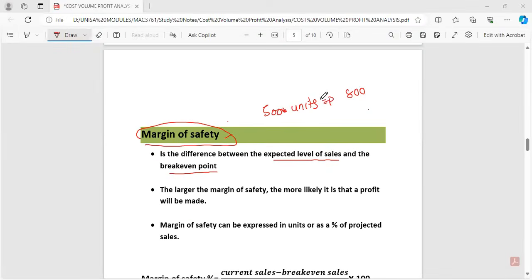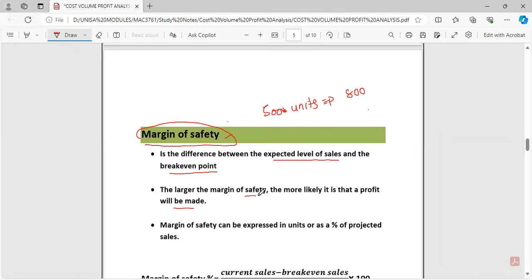Right, so I was saying the margin of safety is going to measure how far you are from the break-even point. That's your margin of safety. How far are your sales from the break-even point? So the larger the margin of safety, the more likely it is that a profit will be made. When you are very far from the break-even point, it means you are going to make more profit.